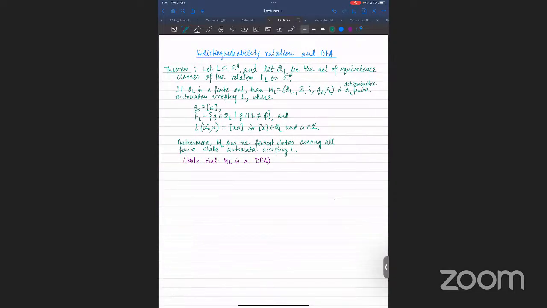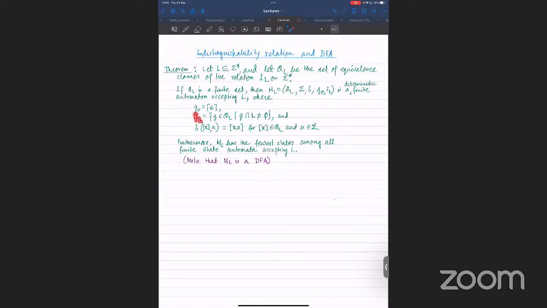Now, let's do this and then we are going to finish. Suppose you are given a language L and QL is the set of equivalence classes of the indistinguishability relation. Suppose QL is a finite set. Then I can construct a DFA with these equivalence classes. How? The initial state Q0 corresponds to the equivalence class of epsilon.